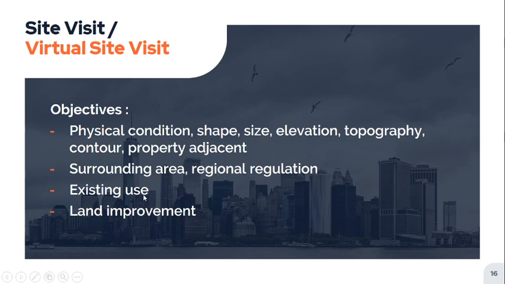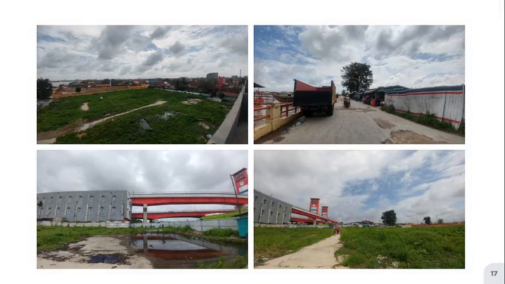The existing use: if the property is land only, the existing building can be calculated as a cost because we need to demolish the building. For the land improvement, does the land have a surrounding fence, pavement, etc.?